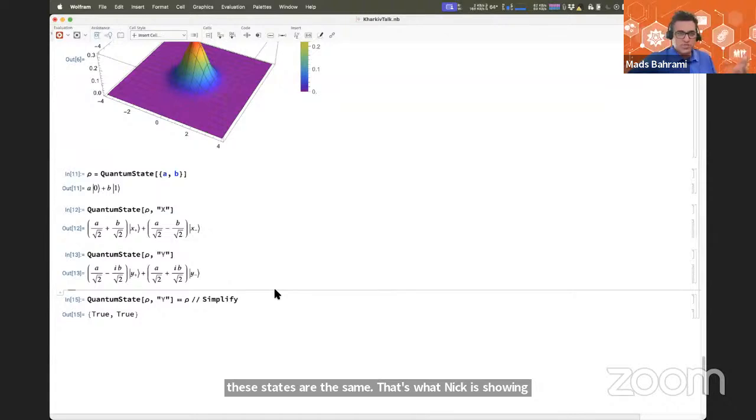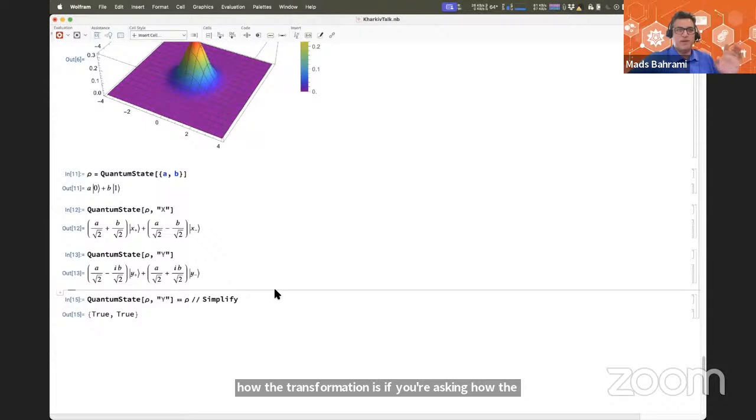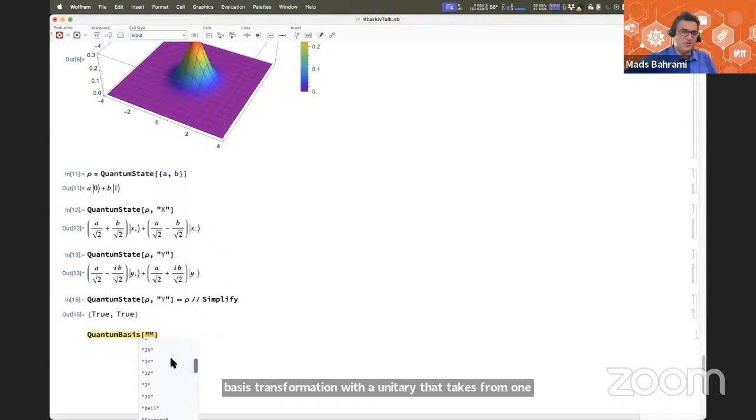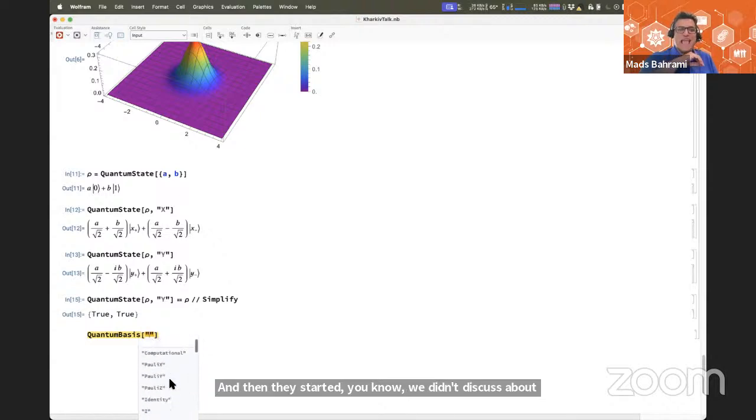How the transformation is done, if you're asking, is the usual basis transformation with a unitary that takes you from one basis to another basis. That's how you can understand it. And then the story of basis, we didn't discuss that. It can be anything.